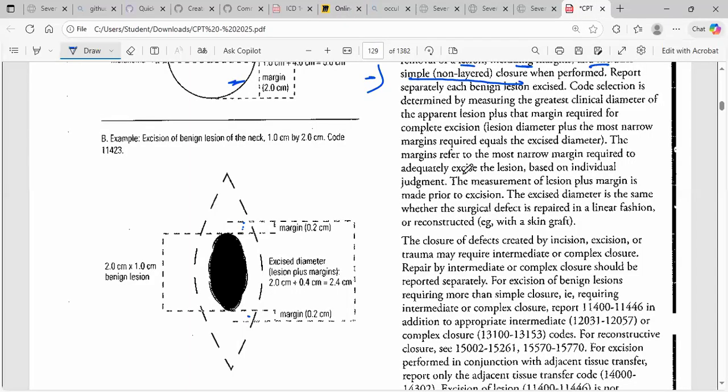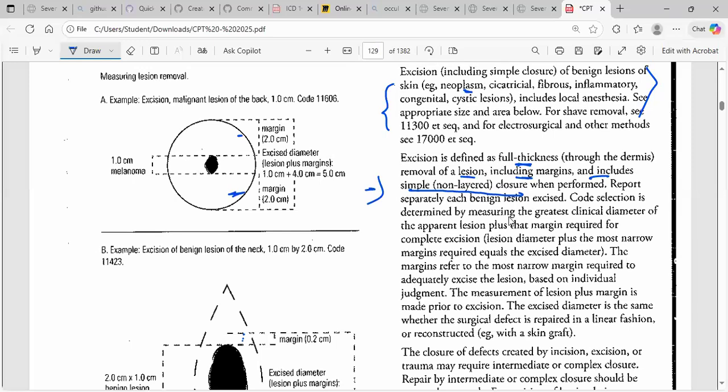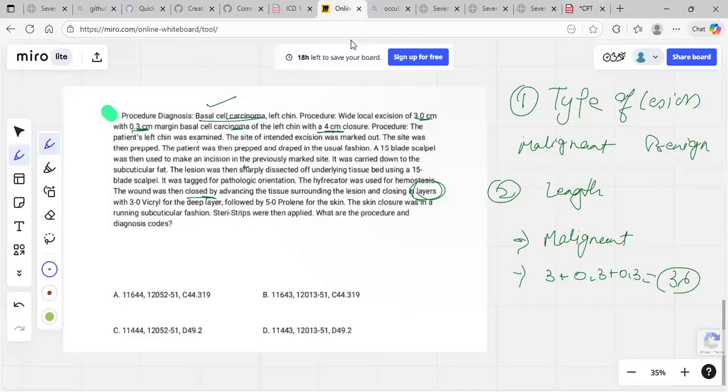So here we have the documentation. The simple, that is non-layered, will be included, but the layered closure is not included. Whenever more than one layer has been repaired, that will not be included. We are going to code it separately.